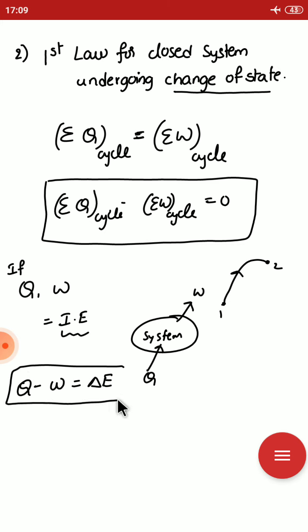This can be used as a definition of the internal energy also. From this, Q equals delta E plus W, where delta E is the change in energy, Q is the amount of heat transfer to the system, and W is the work transfer from the system. The net energy transfer is Q minus W.